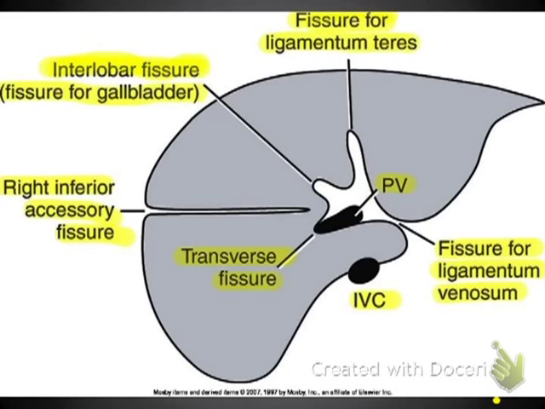So in this image, we see that we are probably midway through the liver, and we see that we have several fissures here. We have the fissure for the ligamentum teres, the interlobar fissure, which is the fissure for the gallbladder, the fissure for the ligamentum venosum, and the transverse fissure here. And so we'll look at actual images in just a second, and hopefully that will make more sense to you.